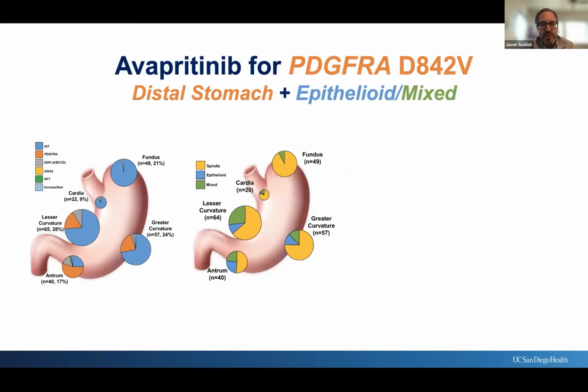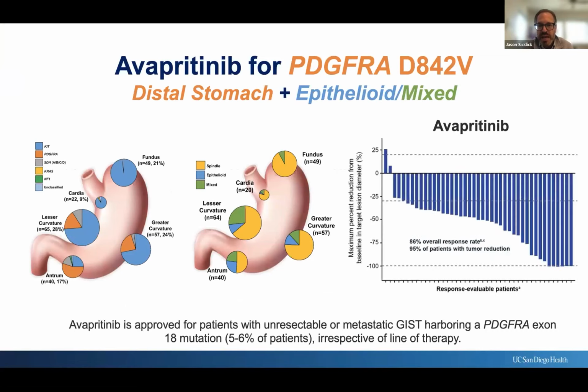And so this brings us to a drug that we can use for PDGFR alphas. This was a drug that was just FDA approved a couple of years ago, and it's called avapritinib. And this is a drug that you can see here in this waterfall plot. Anything, again, going below that dotted black line going downward is considered a response. And you can see here, 86% of patients had a response to therapy, and 95% of patients had some type of tumor reduction. So a pretty impressive response to treatment.